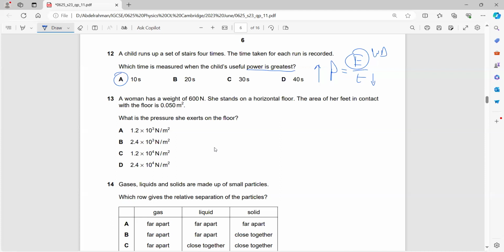A woman has a weight of 600 newtons. She stands on a horizontal floor. The area of her feet in contact with the floor is 0.050 meters squared. What is the pressure she exerts on the floor? How can I calculate the pressure? Pressure equals force over area. Force is 600 newtons over 0.05 meters squared. If you calculate this on your calculator, this would be 12,000, or in other terms, 1.2 times 10 to the power of 4.